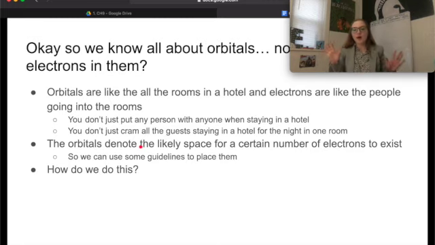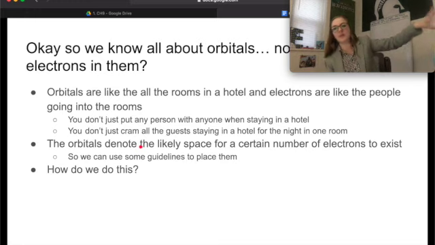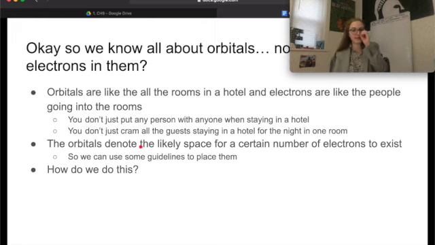Okay, so now we know all about orbitals. We've talked about what they are, the nature of all of this. Now how do we actually put the electrons in them? They're probability maps. How do I figure this out? So here's my second analogy. The first one talked about the difference between principal quantum numbers and the letters representing the shapes, those subshells.